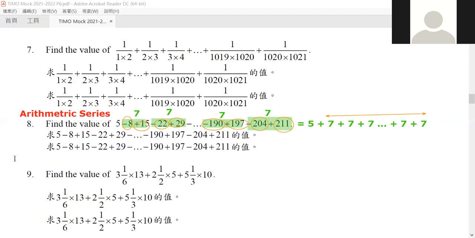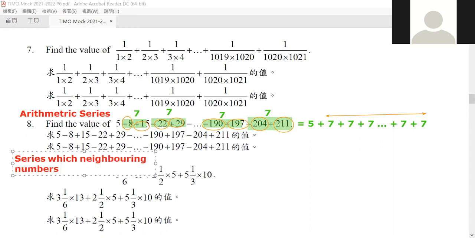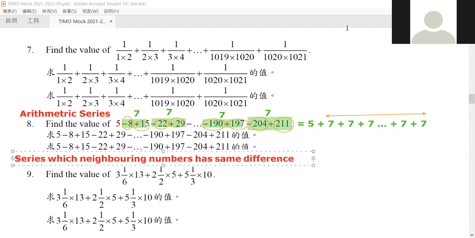An arithmetic series is a series in which neighboring numbers have the same difference. So you can see very clearly in here, because for 8 and 15, their difference is 7. 22 and 29, their difference is 7, and so on. But also 15 and 22, their difference is also 7. So except the first term, all other terms are actually within an arithmetic series.